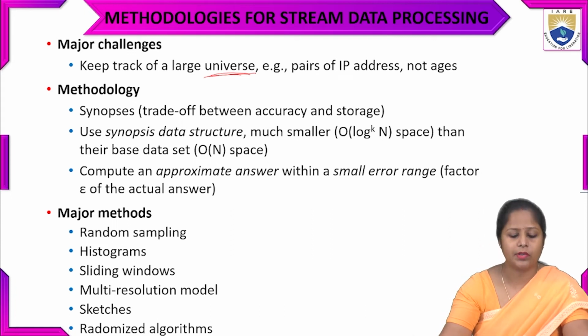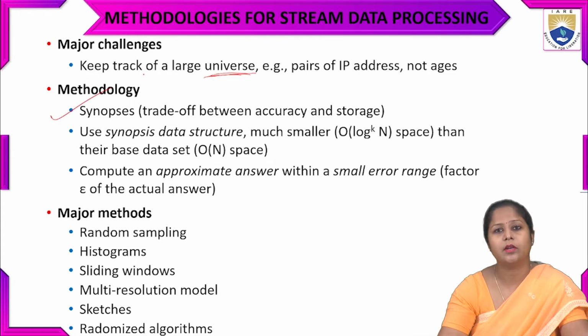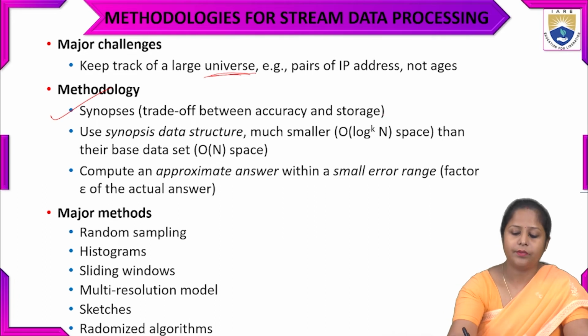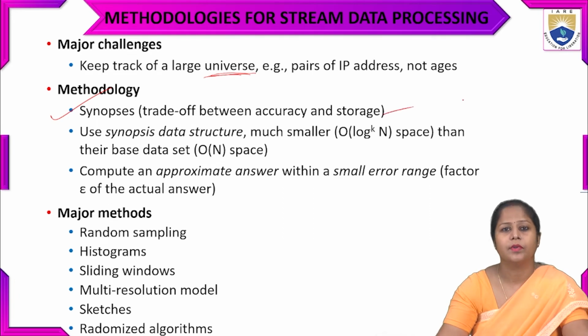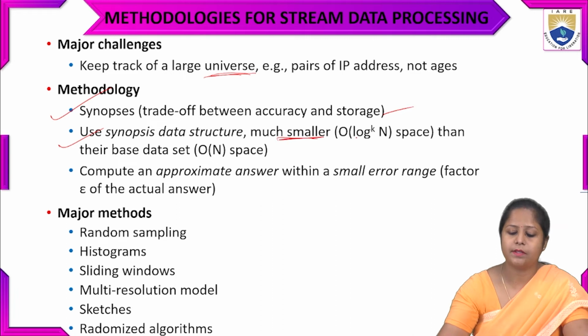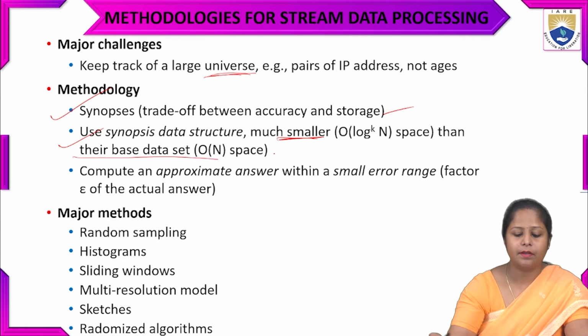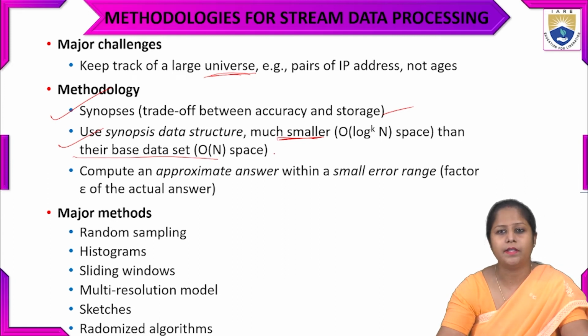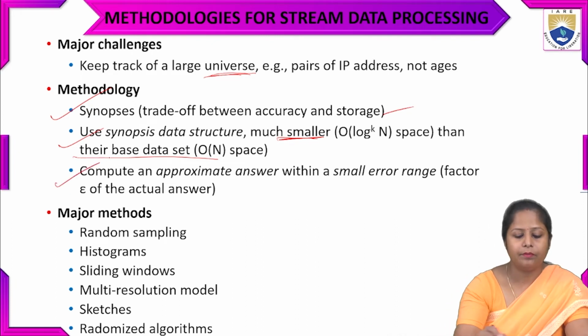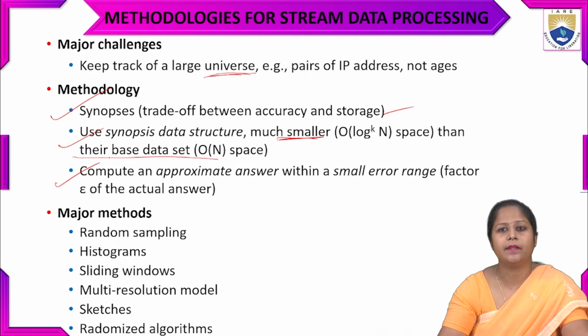The first methodology is synopsis. Synopsis is a trade-off between accuracy and storage, right? So this is the first methodology we can use. We can use a synopsis data structure that is much smaller in space, O(log k) space, versus the base data set's O(n) space. Then we need to compute an approximate answer within a small error range, right?